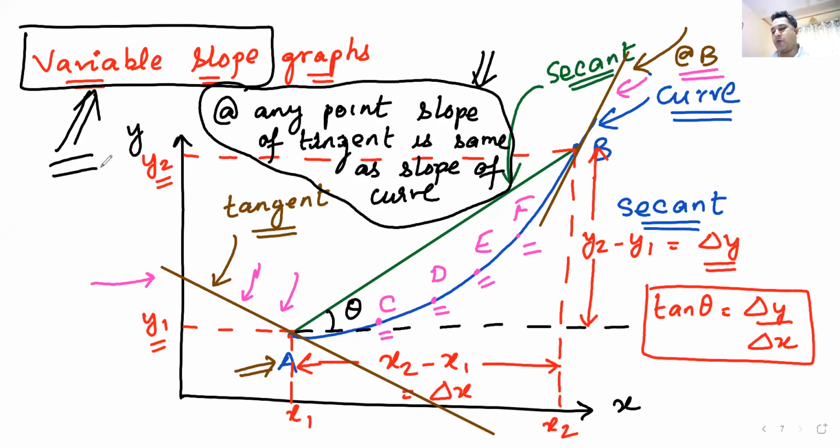Clear? Now the next step, which is the most important step in this class, is this: from a secant, how do I get to a tangent? Anyone, any idea? Perpendicular, no. I would like to hear some ideas.